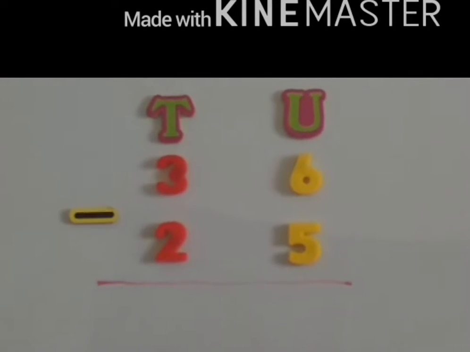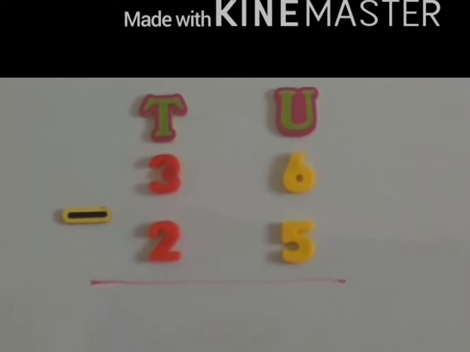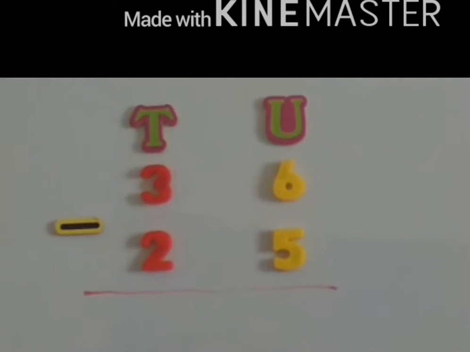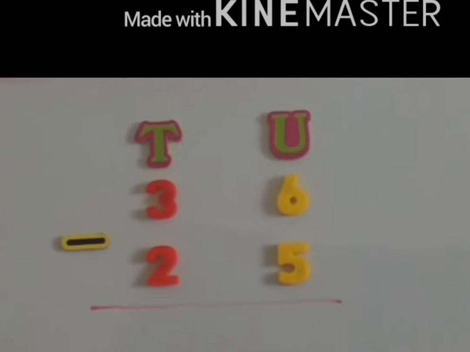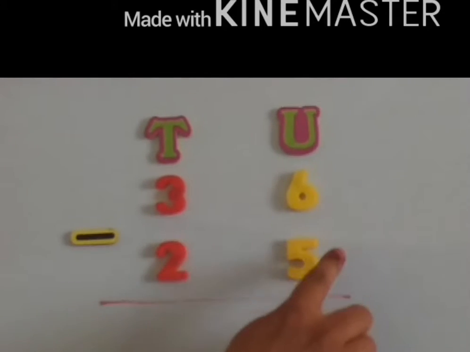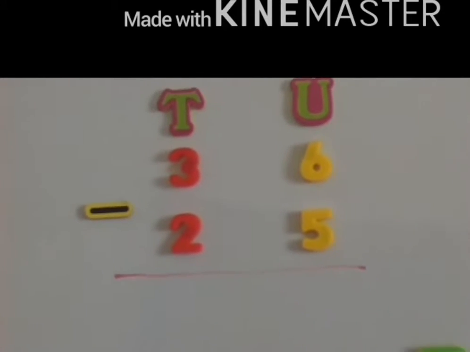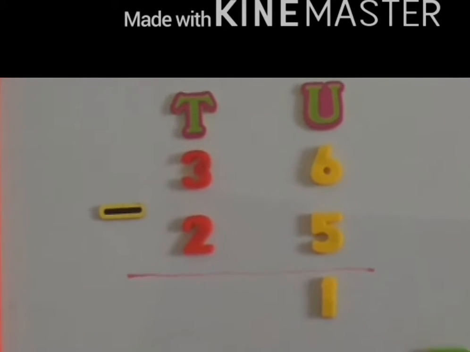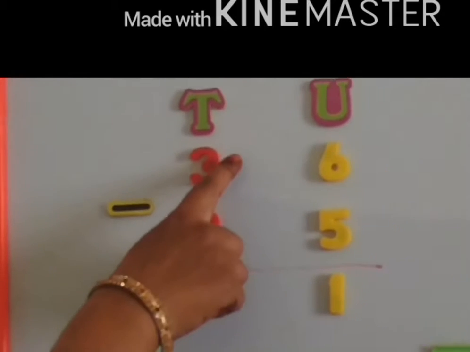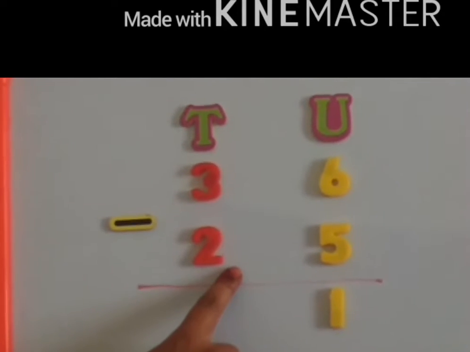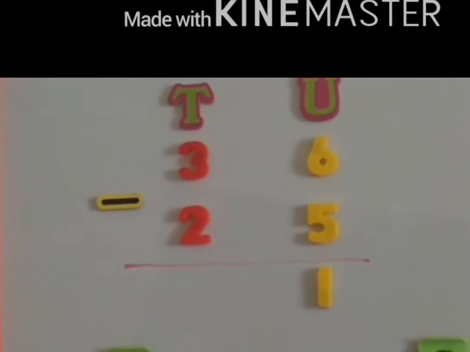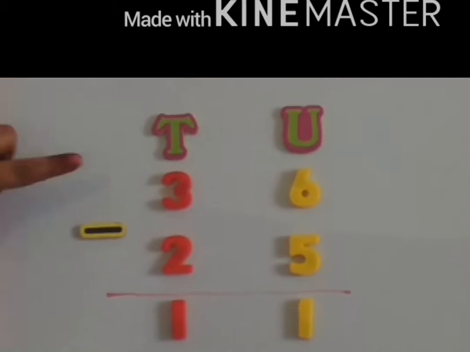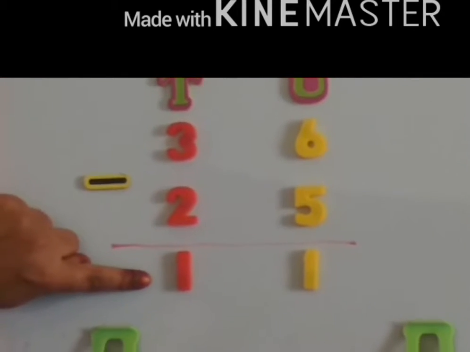Now one more example we will take of 2 digit subtraction. So here 36 minus 25. So how will we do it? First we will start from unit place. 6 minus 5. What will be the answer? The answer will be 1. Correct. Now, next we will do subtraction with tens place. 3 minus 2. So, what will be the answer? Yes, the answer will be 1. So, 36 minus 25, the answer will become 11.